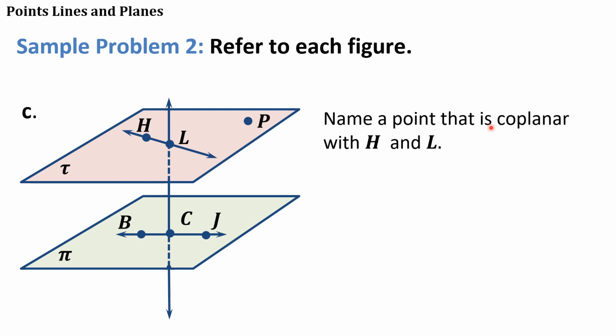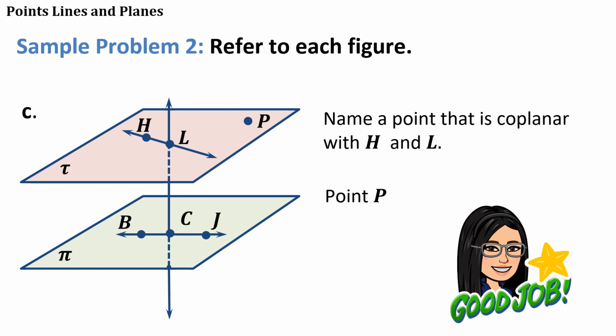Name a point that is coplanar with H and L. So first let's try to find H and L. What other point is in the same plane that H and L are? If you say point P, you are correct. We have again point H, point L, and point P in the same plane.